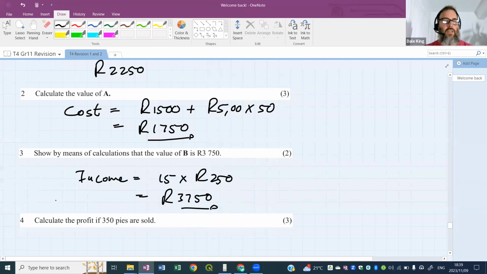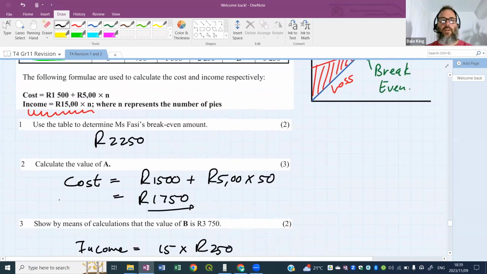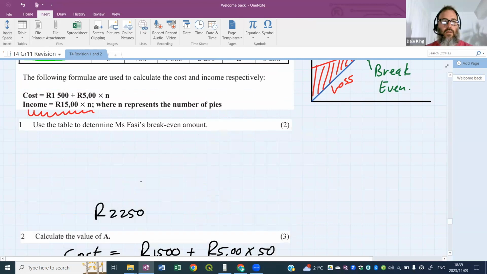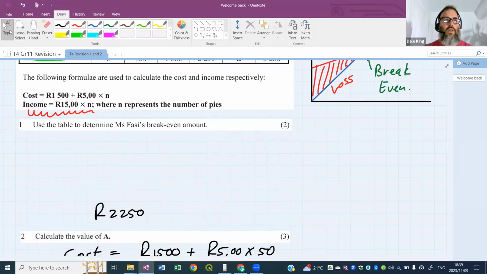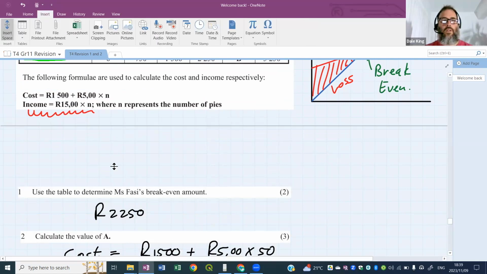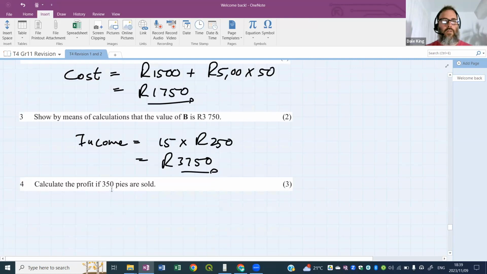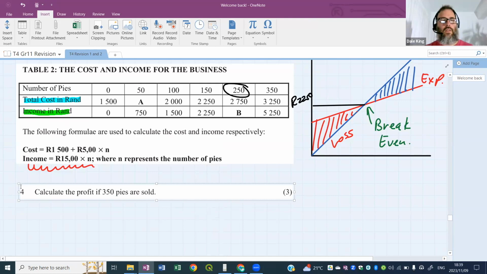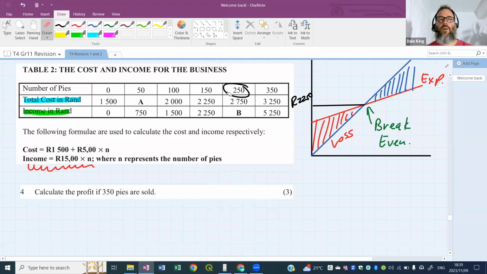Number 4, calculate the profit if 350 powers are sold. All right, so what I'll do is bring that question up. Just bear with me because you need to see all the stuff. Just hang in there. I'm going to make some space for it. All right, here comes the question, so we can see everything. There we go. Question 4. Calculate the profit if 350 powers are sold.